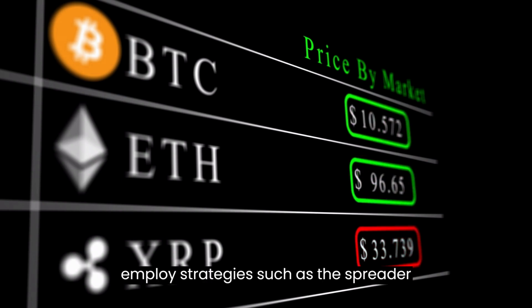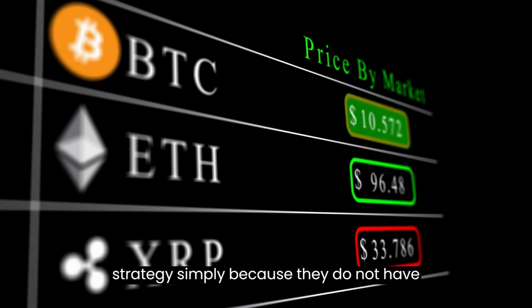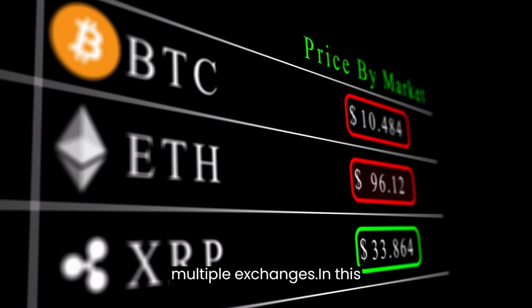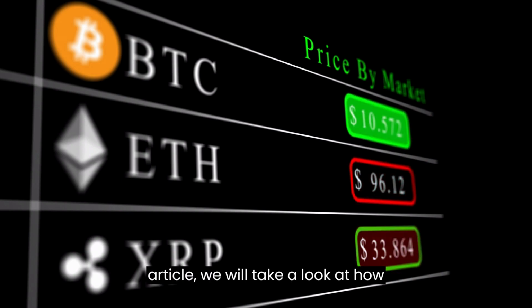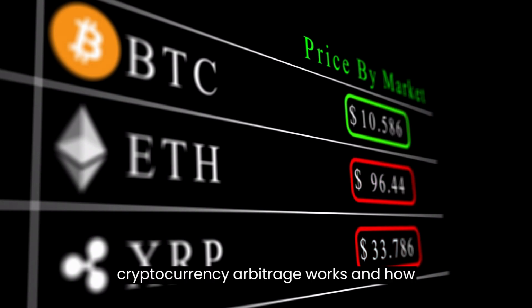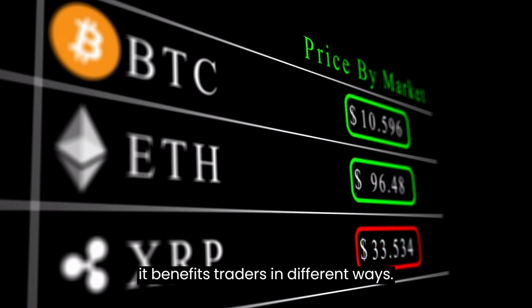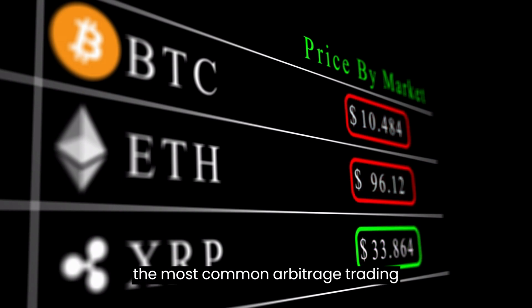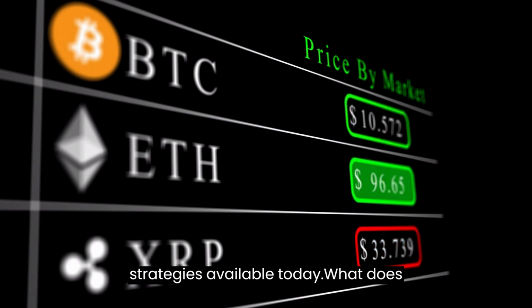Others employ strategies such as the spreader strategy simply because they do not have enough capital to trade actively on multiple exchanges. In this article, we will take a look at how cryptocurrency arbitrage works and how it benefits traders in different ways. We will also introduce you to some of the most common arbitrage trading strategies available today.